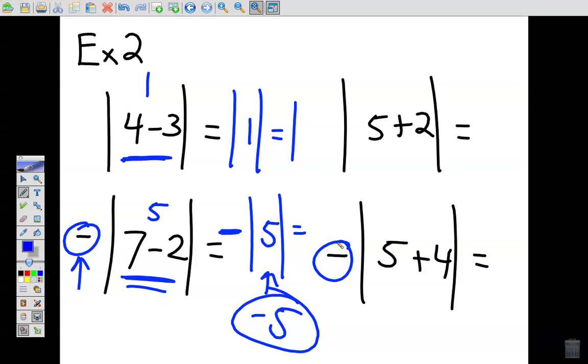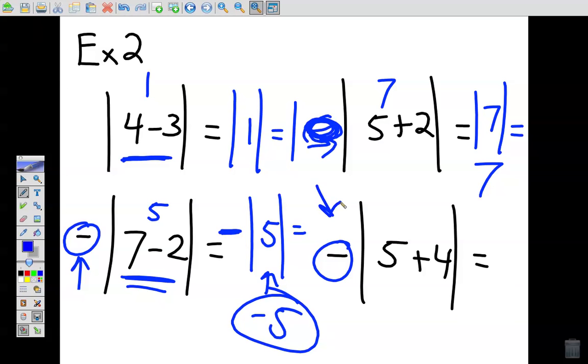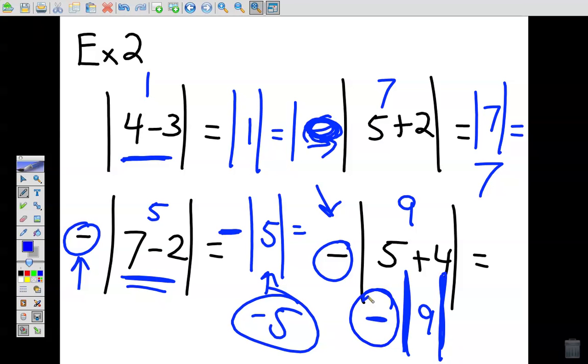Let's do another example. What's 5 plus 2? 7. What's the absolute value of 7? 7, right? I don't have an opposite value out here, so it's just a positive 7. Let's go down to this one now. 5 plus 4 is 9. So I'm going to take the opposite of the absolute value of 9. What's the absolute value of 9? 9, right? What's the opposite of 9?